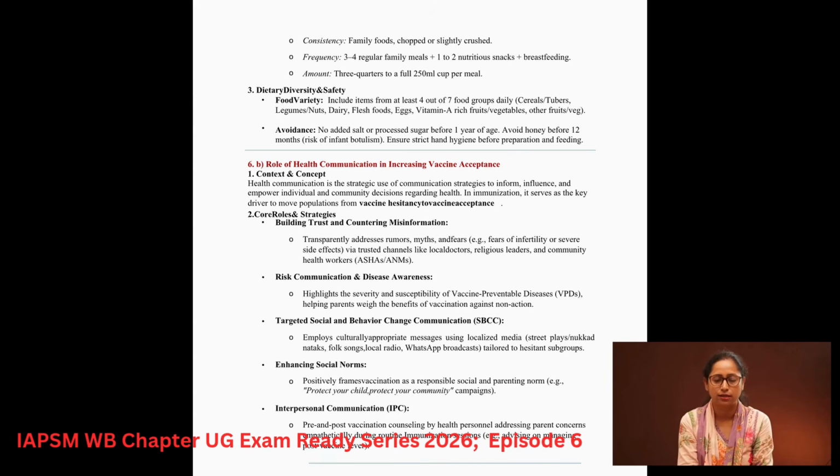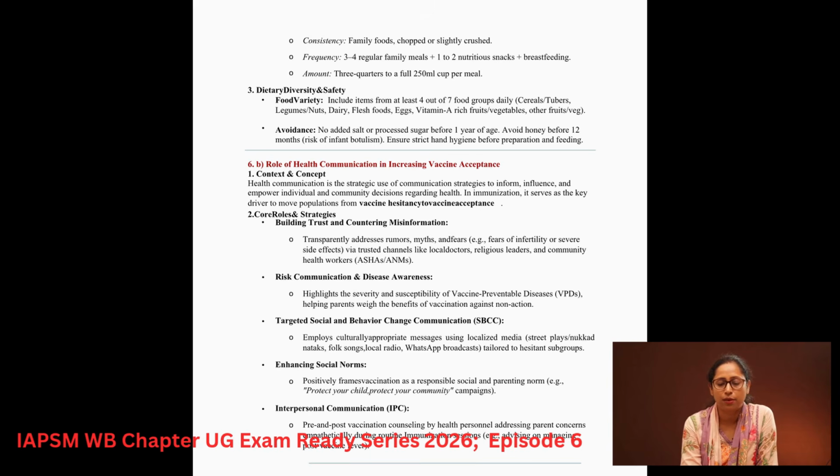First role or strategy is building trust and countering misinformation, right. We should transparently address the rumors, myths and fears, like fears of infertility or severe side effects, via trusted channels like doctors, religious leaders and community health workers like ASHA. Next, risk communication and disease awareness. Under this you can talk about highlighting the severity and susceptibility of vaccine preventable diseases, helping the parents or the caregivers weigh the benefits of vaccination against the non-action.